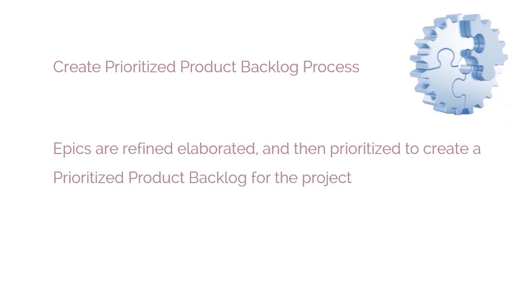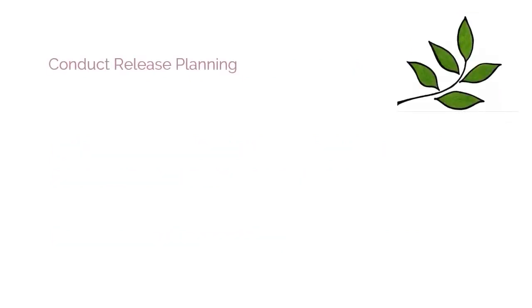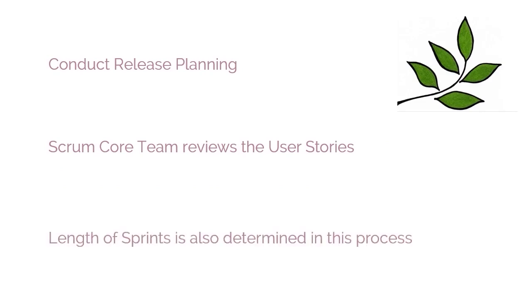The fifth process is the Create Prioritized Product Backlog process. In this process, epics are refined, elaborated, and then prioritized to create a prioritized product backlog for the project. The done criteria is also established at this point. The sixth and last process in this phase is the Conduct Release Planning process. In this process, the Scrum Core team reviews the user stories in the prioritized product backlog to develop a release planning schedule, which is essentially a phased deployment schedule that can be shared with the project business stakeholders. The length of the sprints is also determined in this process.